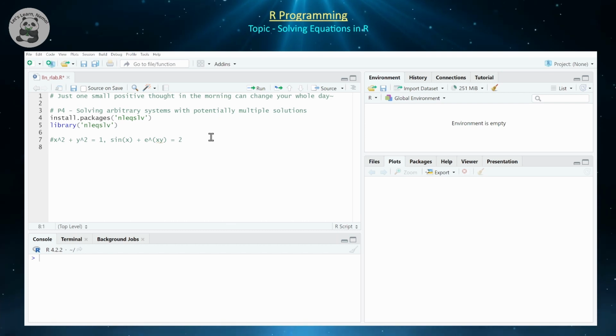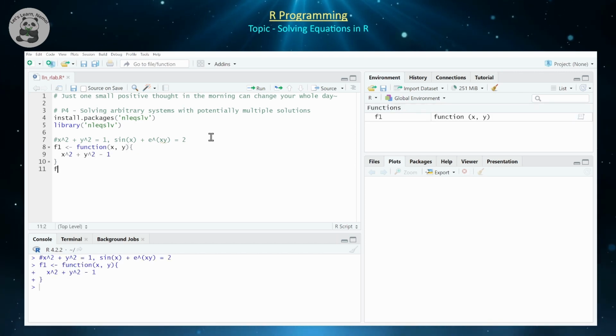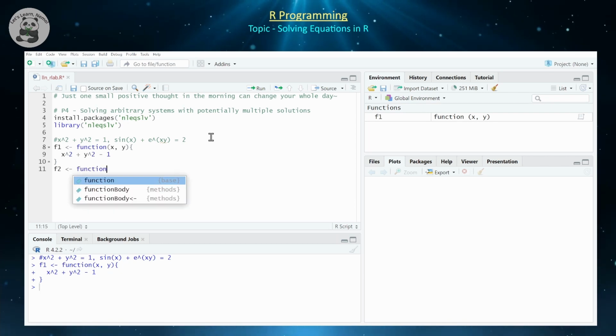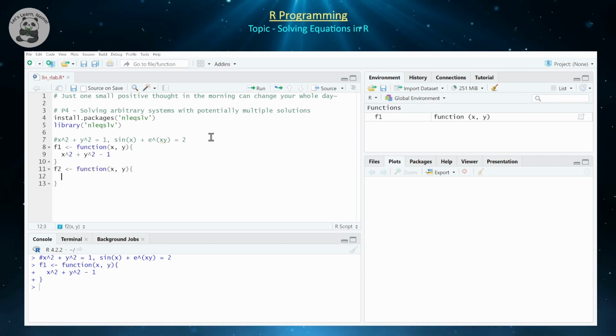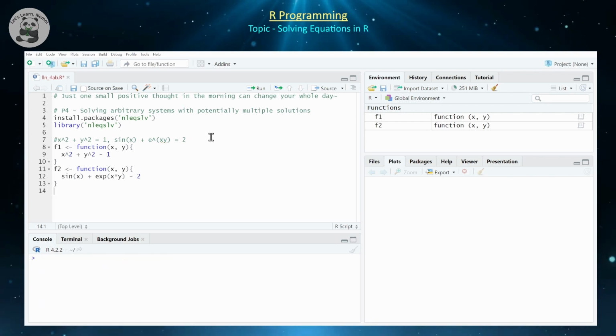Okay, so let's first define our two functions. f1 is going to be a function of both x and y, and this is going to be equal to x squared plus y squared. Again, you're going to be setting this equal to 0, so we're subtracting 1 from both sides there. And then f2 is also a function of x and y, and this is going to be equal to sine of x plus e to the x times y minus 2. So that is our second function.